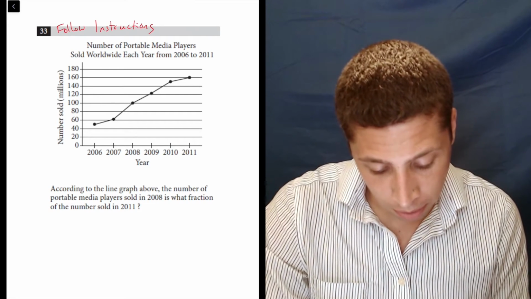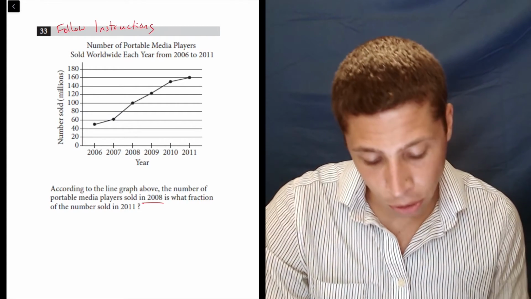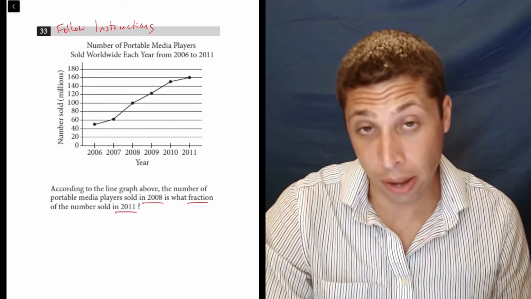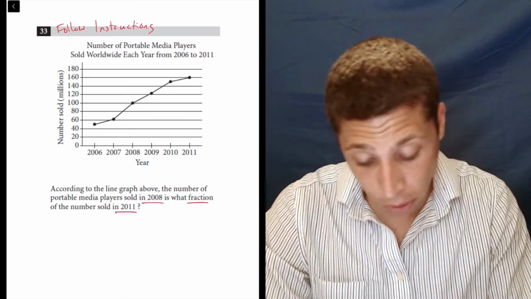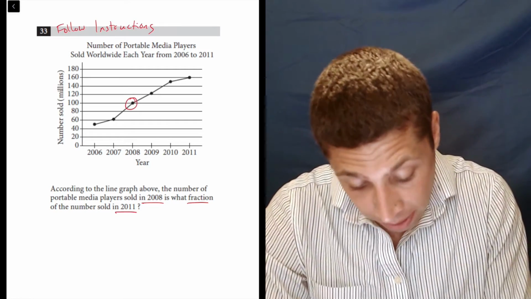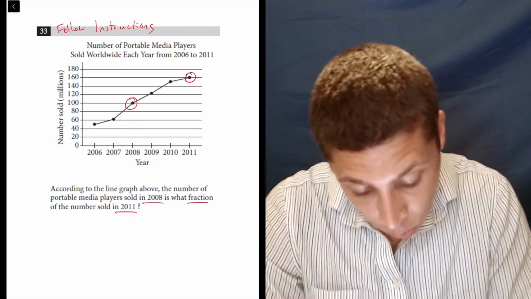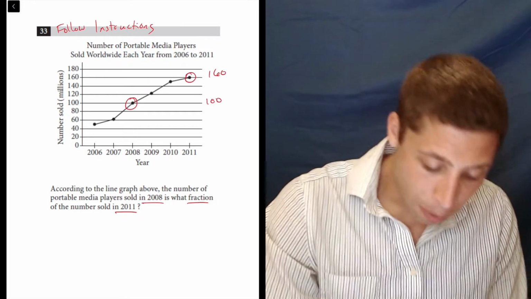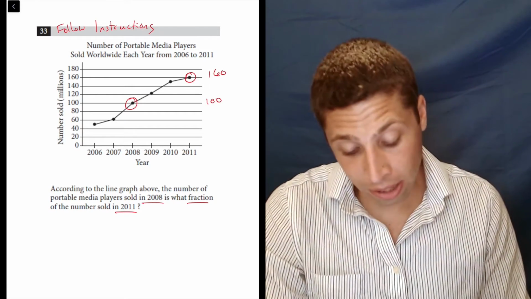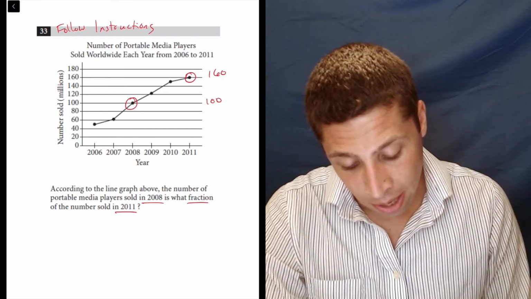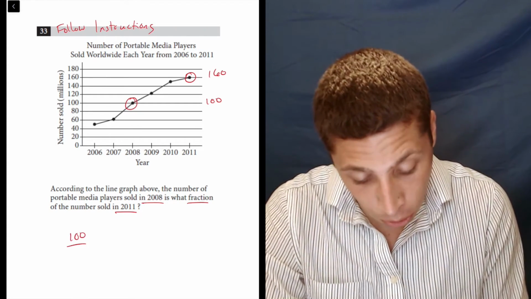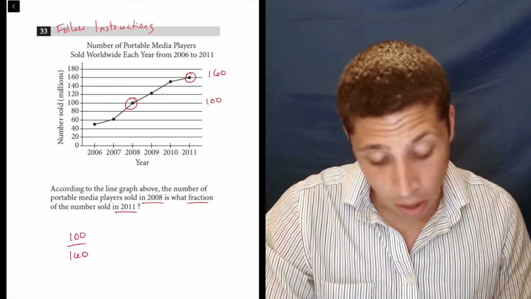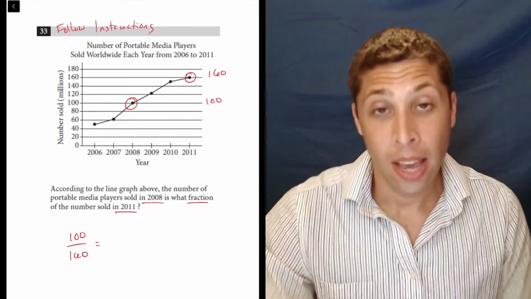The number of portable media players sold in 2008 is what fraction of the total of the number sold in 2011. So let's first of all just find those points, right? So 2008 is here, 2011 is here, so that's 160, and this is 100. So there's a couple of ways to think about it. I mean, the simplest way is just to say 100 over 160, right? The year 2008 over the year 2011, and then reduce that.